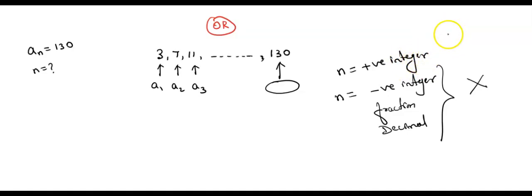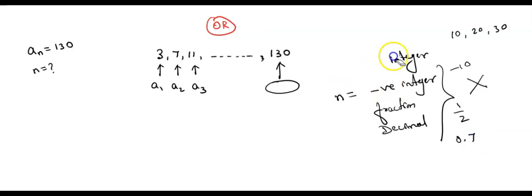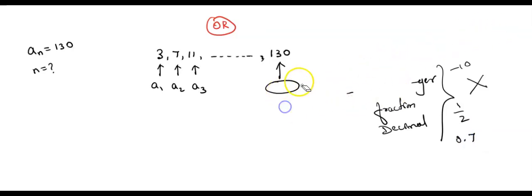For example, if I ask you how many students are present in the class, you can tell, sir 10 students are there, sir 20 are there, sir 30 are there, right? Yes or no? You can count. It means that is called a positive integer. If we get minus 10, can you tell sir minus 10 students are present? No. Can you tell sir 1 by 2, half a student is present, another half body is coming? No, you cannot tell. Similarly, can you say sir 0.7 students are there? No, it is not possible. Any doubts? Yeah.